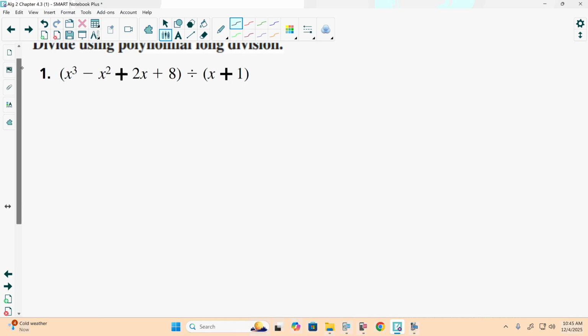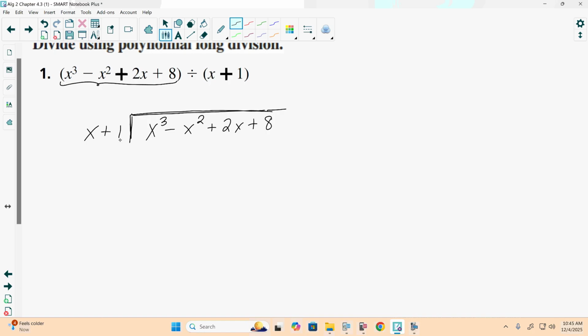When we divide two polynomial expressions, the first thing we need to do is get it set up. So we have this here. Some teachers call it a house, some call it a garage. We have this set up for long division here. In our first expression, what's being divided goes inside, and what we're dividing it by, here x plus 1, goes outside. What's being divided goes inside, what we're dividing it by goes outside.